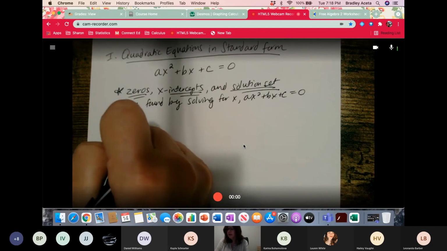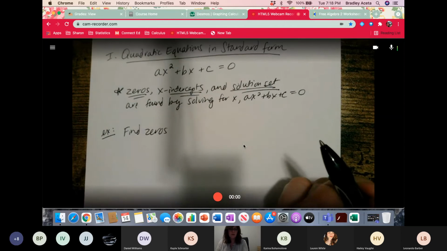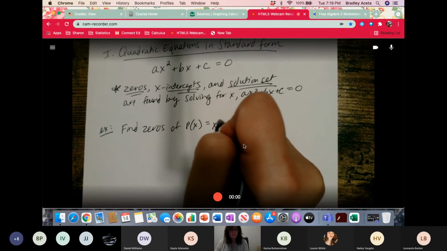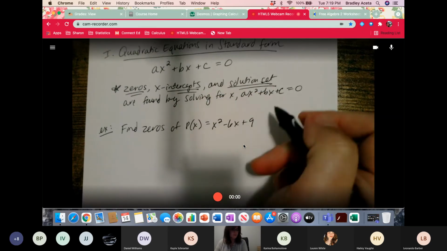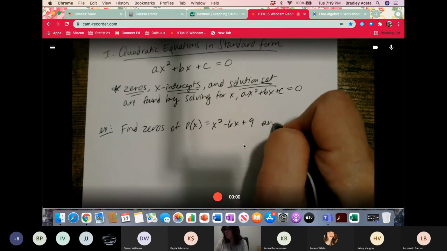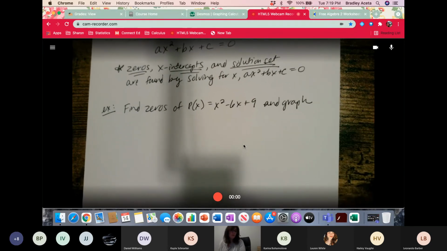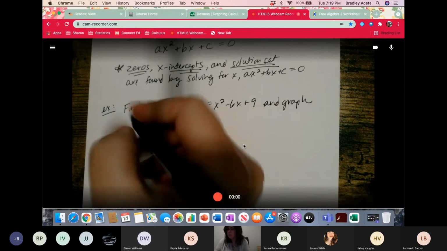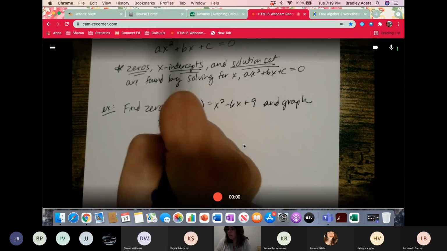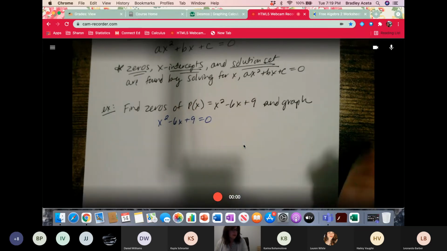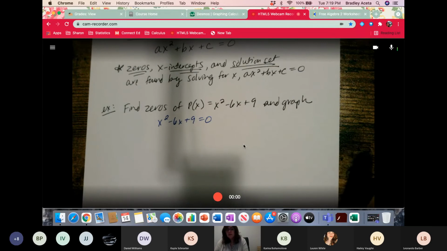They'll say, hey, find the zeros, there's that word, of p of x equals x squared minus 6x plus 9, and graph it. So what are they really asking for? Well, they're asking for you to solve this as if it was equal to 0. Set it equal to 0. x squared minus 6x plus 9 equals 0. And how do we solve that? Well, to me, the easiest thing to do is to factor.